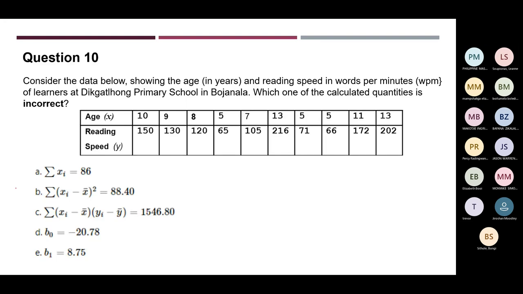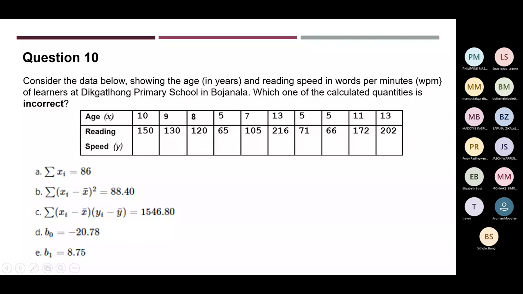Number C, and now it becomes even more complex. You need to calculate your X mean, which is the mean of age, and the mean of the reading speed, which is your Y. Then you take the observation of your age minus the mean of age, multiplied by the observation of the reading speed minus the reading mean, and add them all together and you will get the answer. B0, you will need to go and calculate B0. So let's use the template to calculate all this.